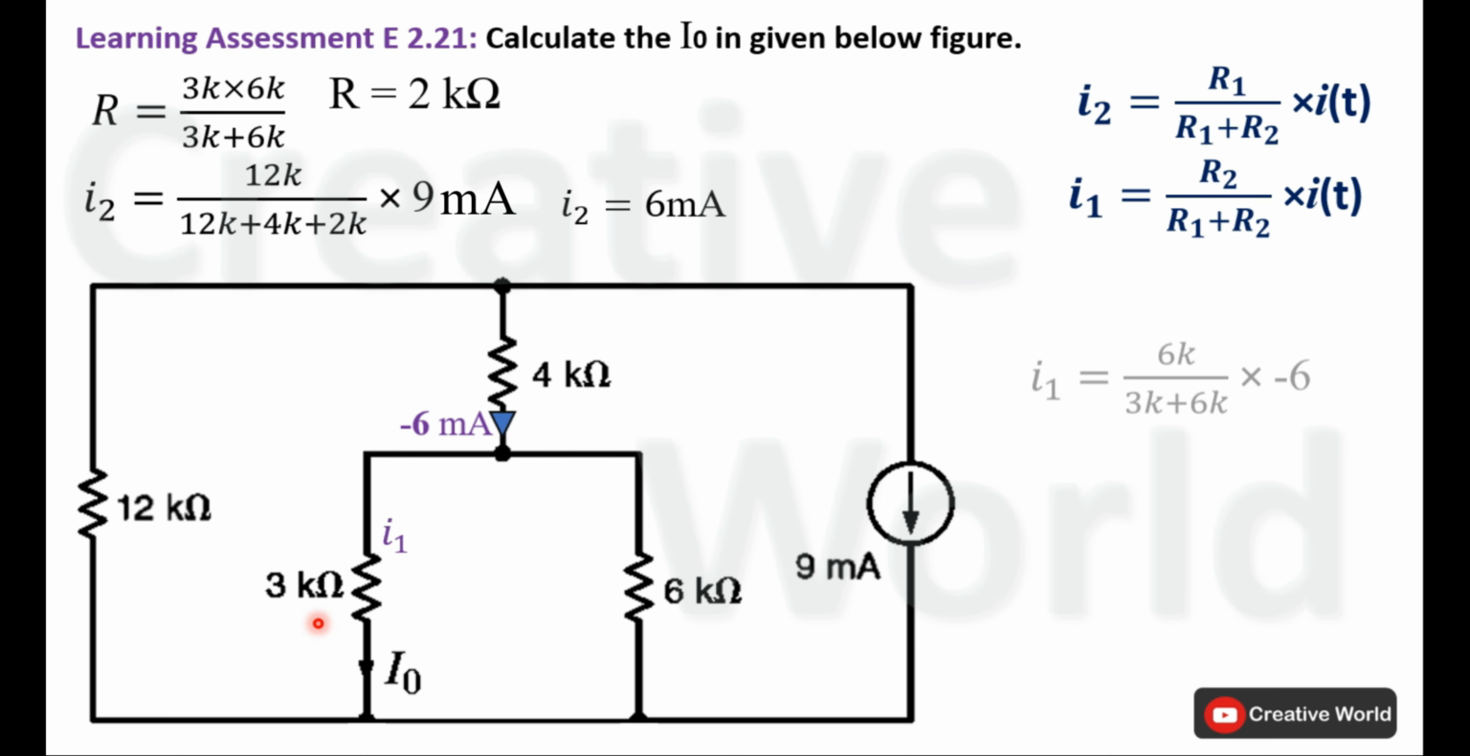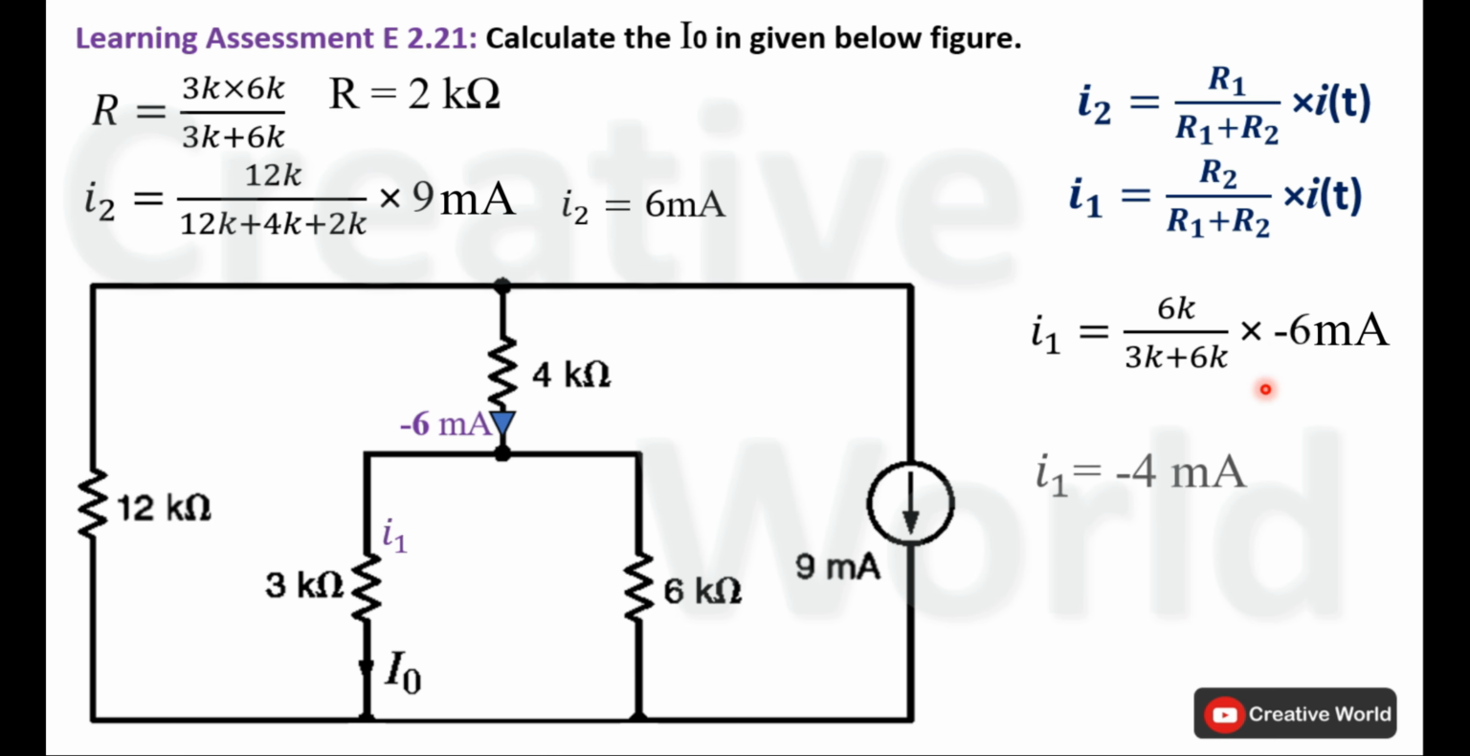Enter the values into the formula. I1 equal to R2, 6 kilo ohm, divided by R1, 3 kilo ohm, plus 6K R2, and multiply by total current that is minus 6 milliampere. Now solve this equation to calculate the value of I1 that is minus 4 milliampere and this I1 is equal to I0. So the value of I0 will be minus 4 milliampere.